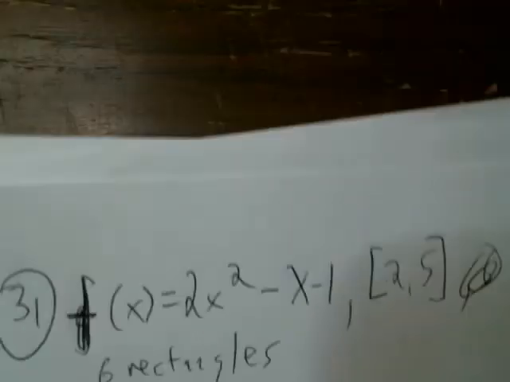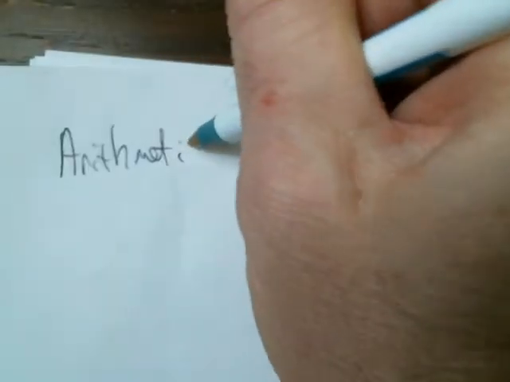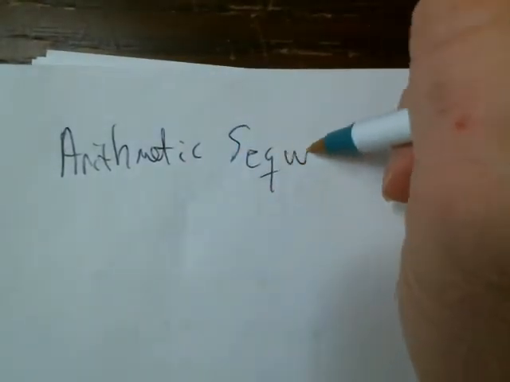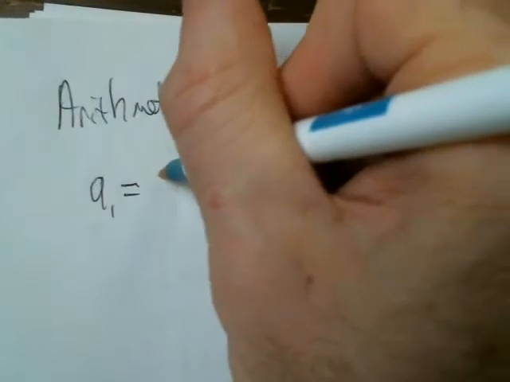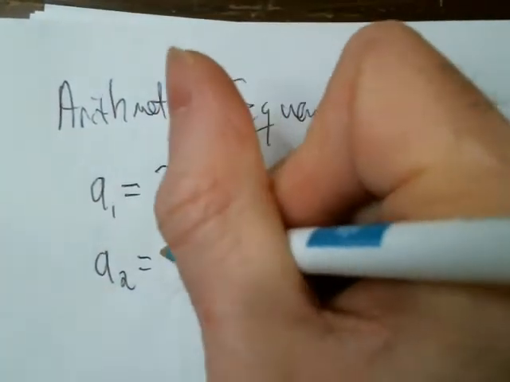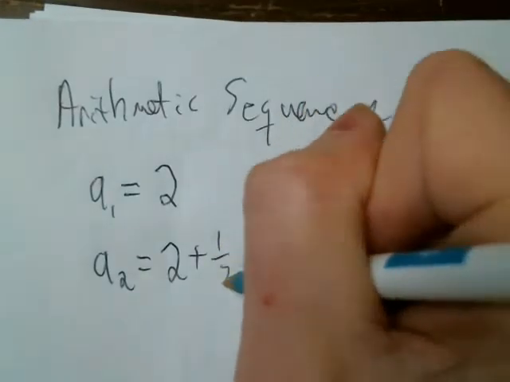And how do I get that formula? Well, that formula is from arithmetic sequences that you learned in pre-calc. Okay, so arithmetic sequences. And we could work with that example we just had. The first term we want is 2. And then the second term we wanted was 2 plus 1/2, right?